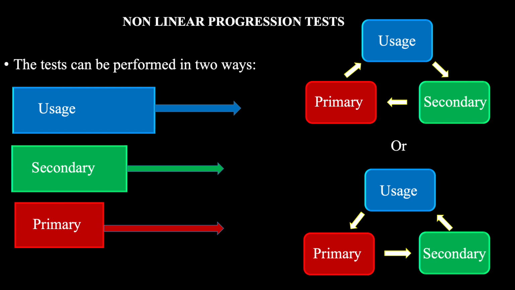The non-linear progression test can be performed in two ways. That is, the primary, secondary and usage tests can be combined and performed at the same time, or the primary test can be done followed by a usage test, then a secondary test can be done.